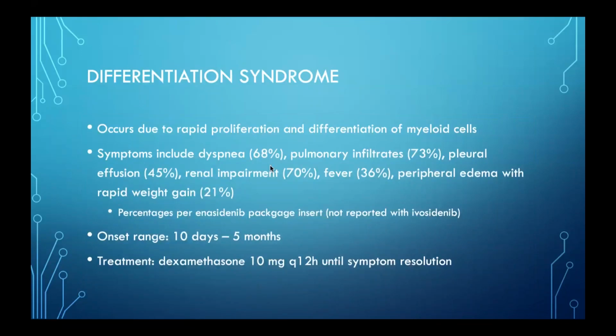It's going to require a little bit more oversight and involvement. And so this occurs due to rapid differentiation of myeloid cells. Symptoms can include dyspnea, pulmonary infiltrates, renal impairment, fever, and weight gain and edema, which you can see the percentages reported there. The other place you might have heard of this previously is with retinoic acid, which we'll get to next. One of the differences with that syndrome between this and ATRA is that this one seems to be more delayed, where it can occur as early as 10 days or out to 5 months post-treatment. However, we're still going to treat it similarly with dexamethasone if this does occur.